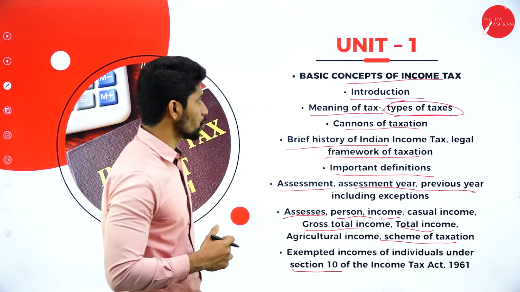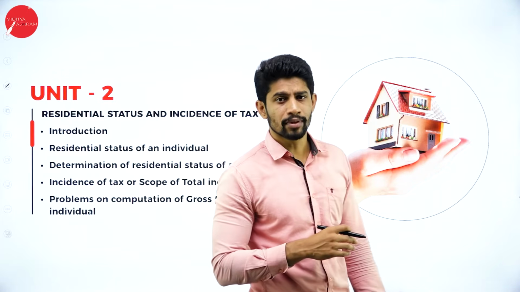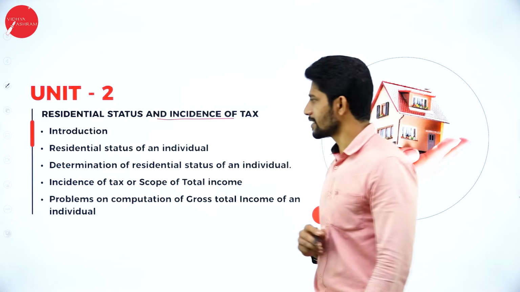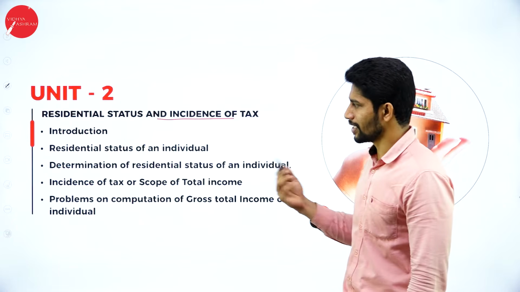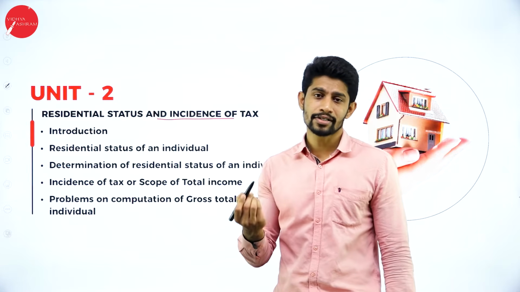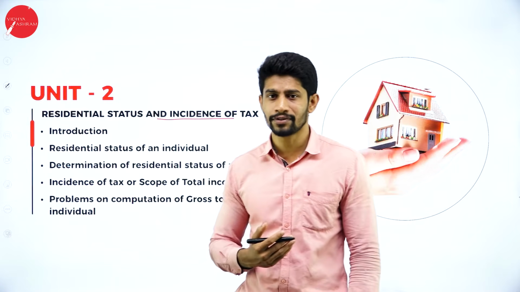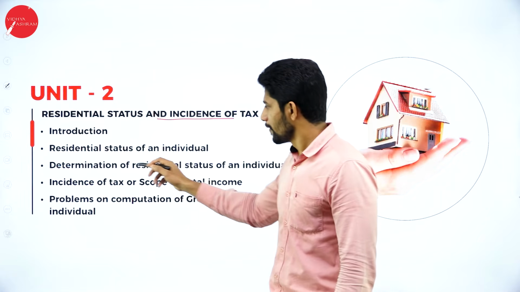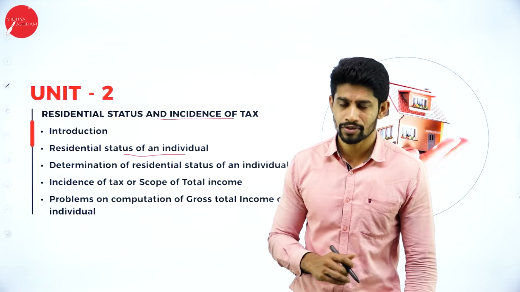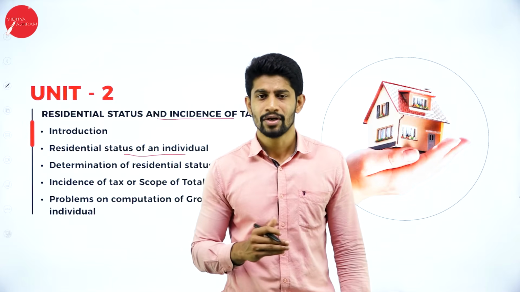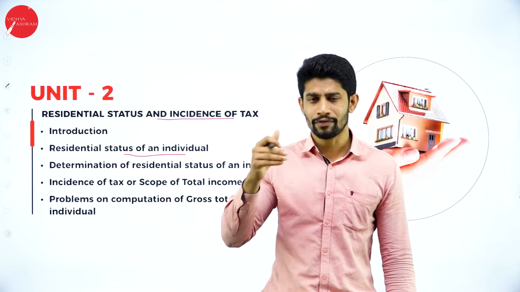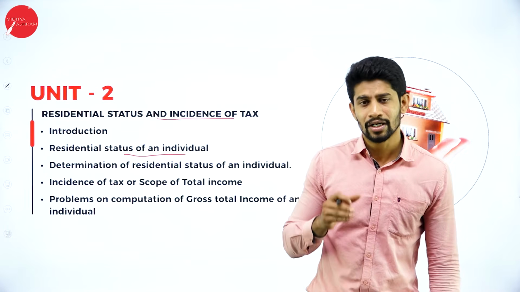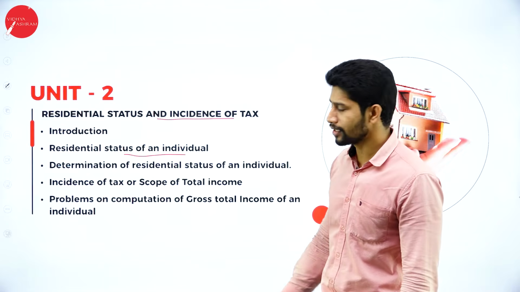So next, move on to unit number 2. What is unit number 2? It is residential status and incidence of tax. As I said, we are going to study the residential status of an individual under Section 6 of the Income Tax Act 1961. As an individual person, how the residential status of that person will be determined under the Income Tax Act rules, that we will be studying here in this unit.